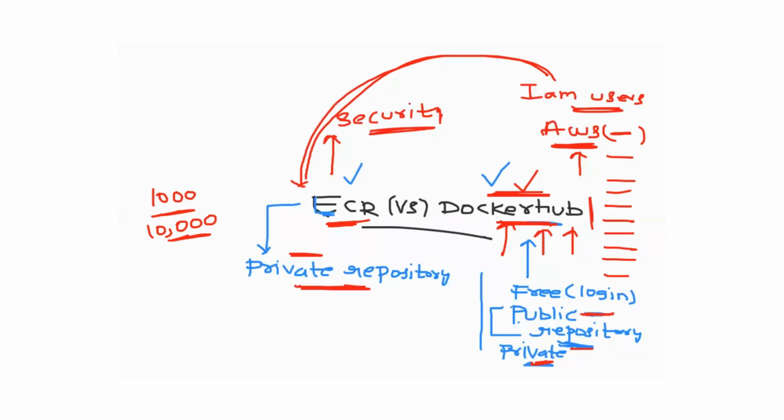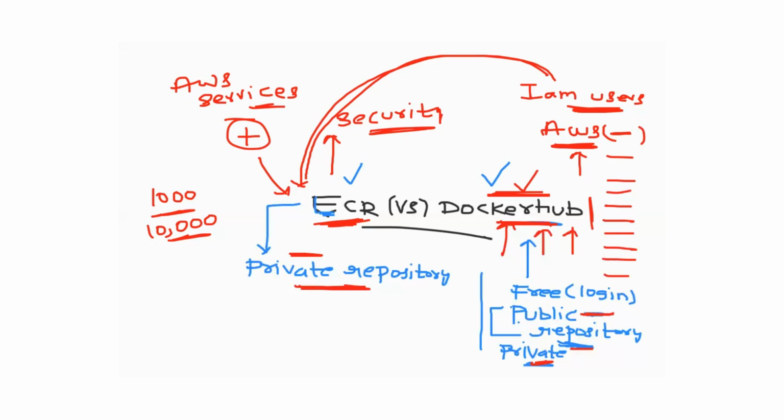Instead, you have already put the effort into IAM users. So simply integrating it will add a lot of advantage. And apart from this, ECR has very, very good integration with other AWS services. For example, you are using EKS, you are using ECS, you are using Fargate. So in such cases, ECR has very good integration, much better integration compared to Docker Hub or other registries.